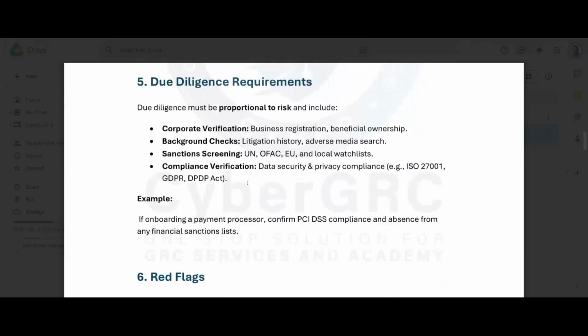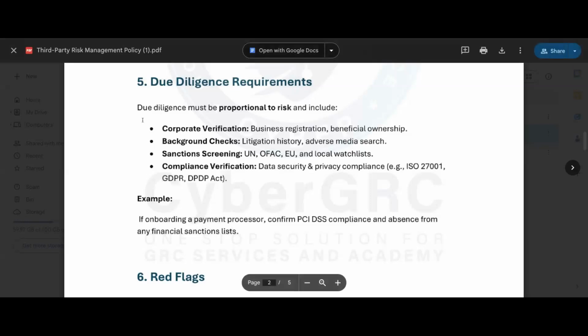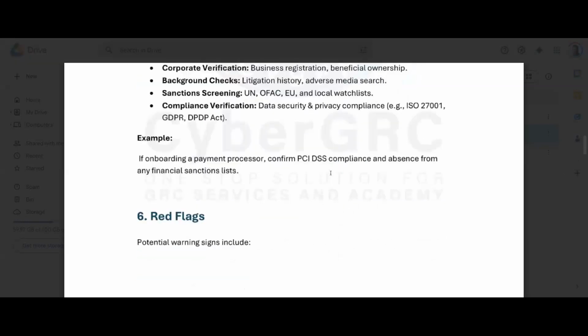We'll be checking the business registration, whether the business is registered or not. Background check: we'll see whether the business has a litigation history or not. Sanction screening: we'll check for any sanctions on the business. Compliance verification: we'll see whether data security and privacy compliance are there with the business or not. All these are part of the due diligence requirement. We'll see for any red flags.